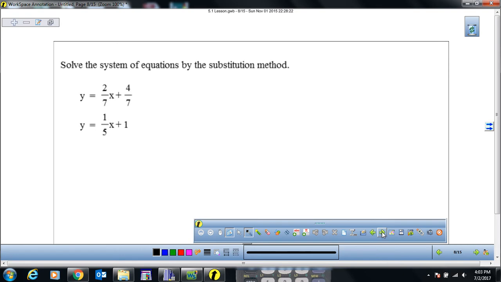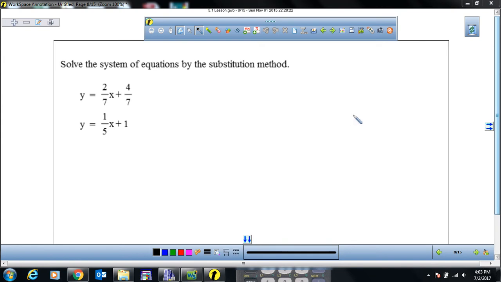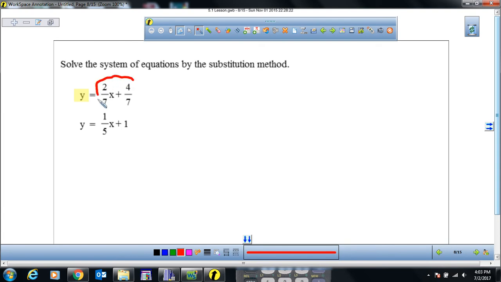The next one. Now we're going to solve this system by the substitution method. On this particular problem, you can see that both equations are already solved for y. So what does that mean? Since y is equal to 2/7 x plus 4/7, I can just go ahead and substitute this into the y of the other equation, or vice versa. Since y is equal to 1/5 x plus 1, I can substitute this 1/5 x plus 1 into the y of the top equation. Either way, we're going to get the exact same thing.